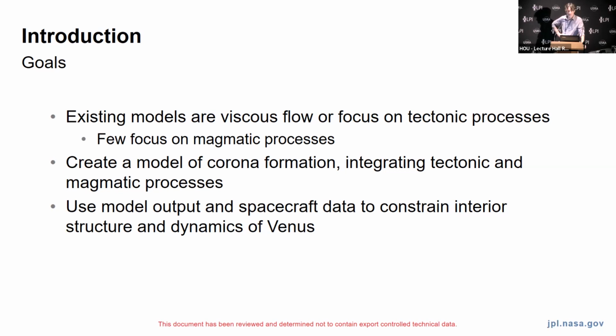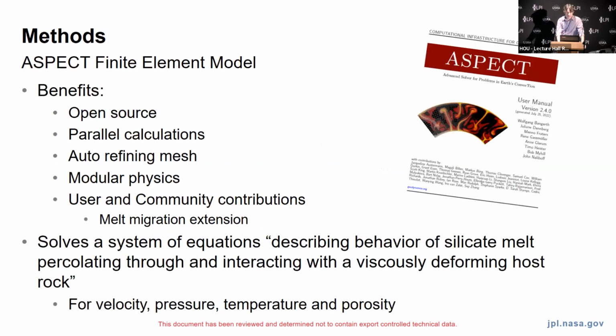So yeah, existing models focus on tectonic processes, and few focus on magmatic models. So what I want to do is create a model of corona formation integrating tectonic and magmatic processes, and then eventually be able to use model output and spacecraft data to constrain the interior structure and dynamics of Venus. So in order to do that, I am using a finite element model.